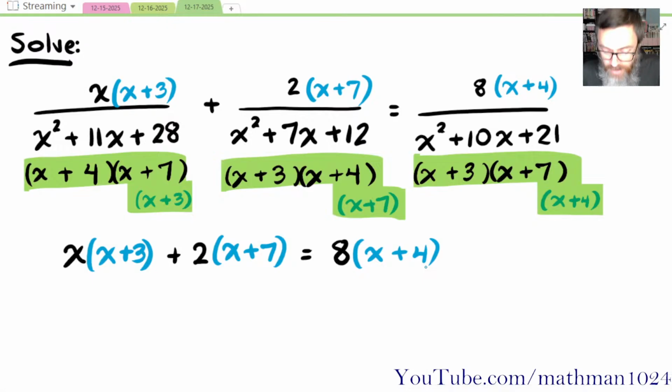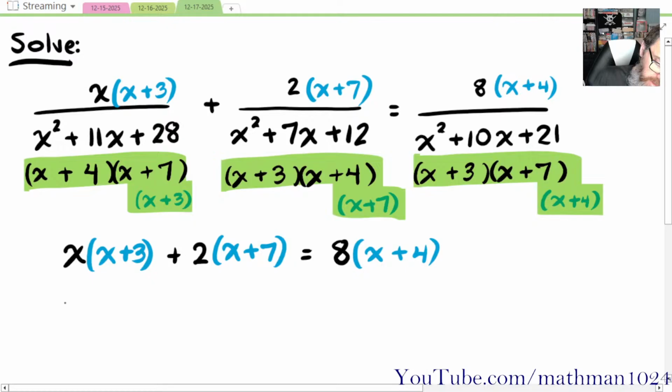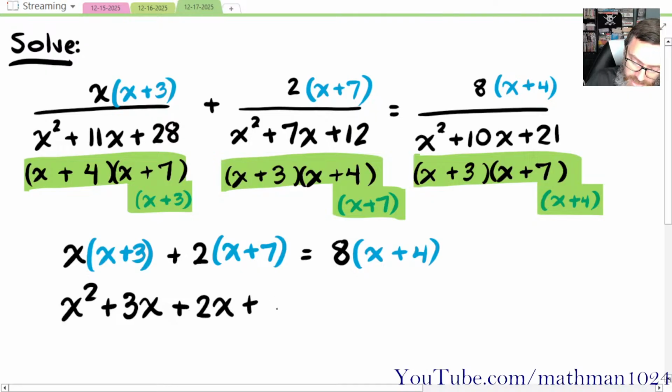All right, and then from here, step by step, we've got to distribute carefully and correctly. So we have x squared, and don't forget that x times 3 is 3x. Again, I've seen a lot of students just do x squared plus 3; they forget to fully distribute. And then we have plus 2x plus 14 equals, over here, 8x plus 32.